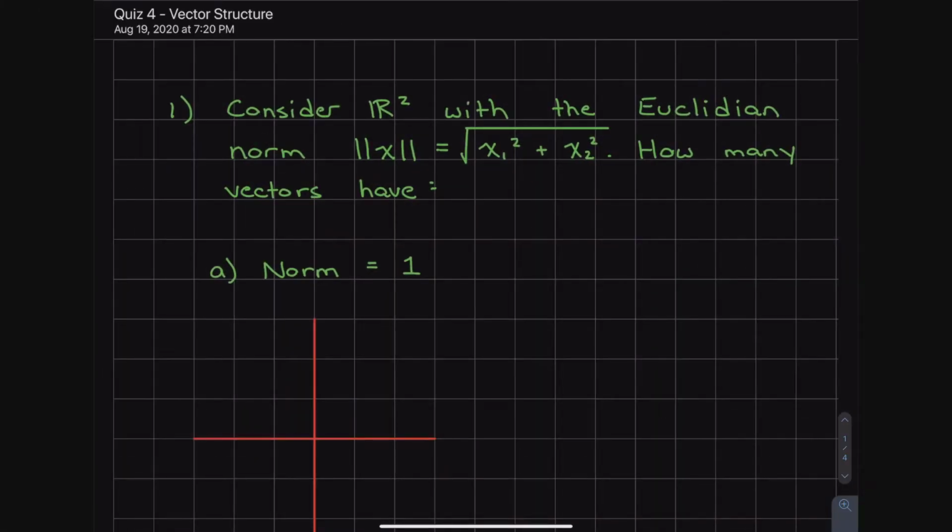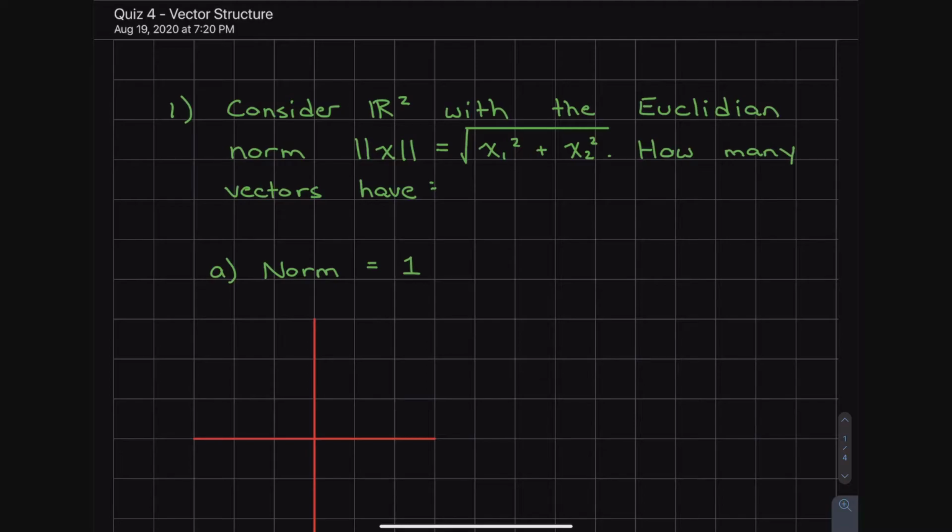So the quiz itself is composed of 3 questions, each dealing with one of those formulas that we just discussed in the theory. The first question says, consider R2. By R2, it means 2 dimensions, with the Euclidean norm, and then it shows the formula for the Euclidean norm as follows. And it says, how many vectors have, and then part A says, a norm equal to 1.